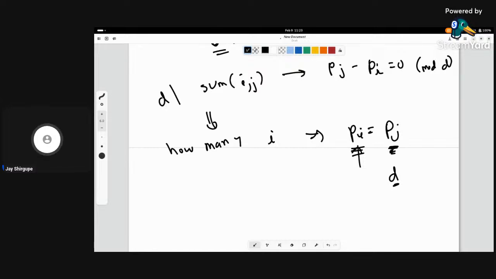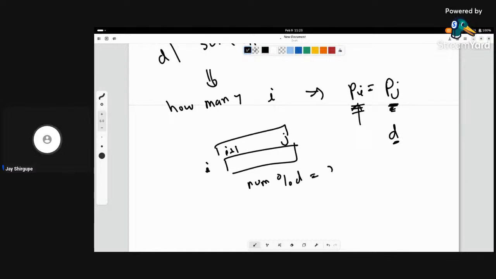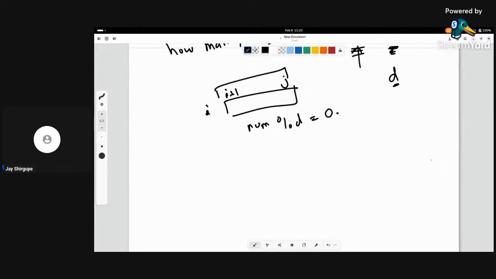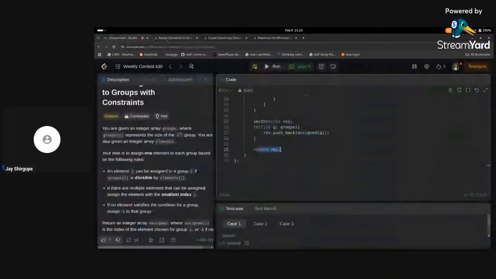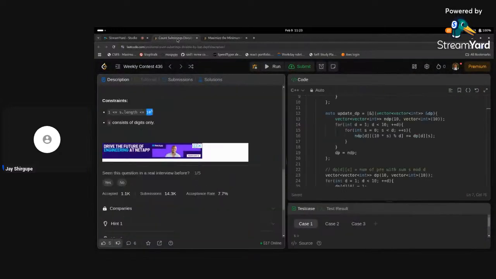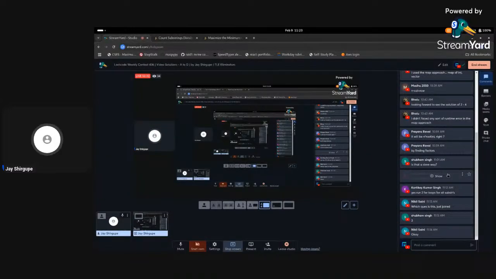Those many I you would be able to sort of divide, like for those I, you could start from I plus 1 up to j, and the number formed would be divisible by d. And you'd have to repeat this thing for all the digits d, and that would sort of give you the answer. Okay. So I hope this was clear.